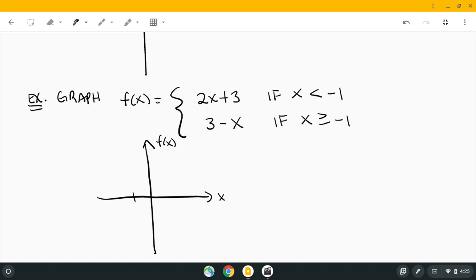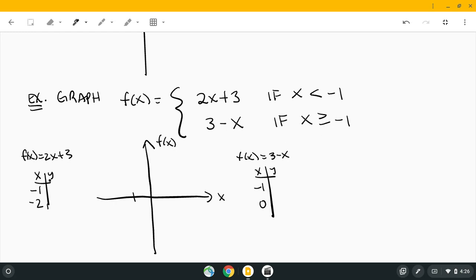So to the left, I have 2x plus 3. I'll do it over on the left side: f of x equals 2x plus 3. And what I'll do is choose -1 and -2. Then for the right side of -1, we're going to be using this function, and I will choose -1 as well, and 0.